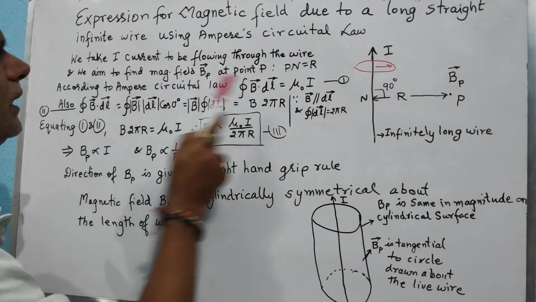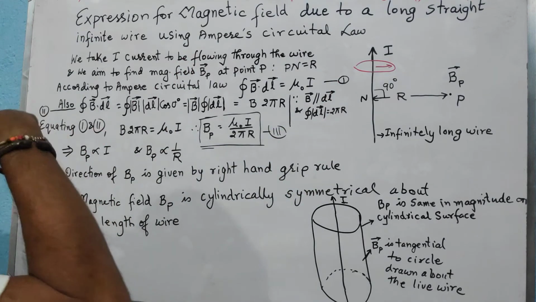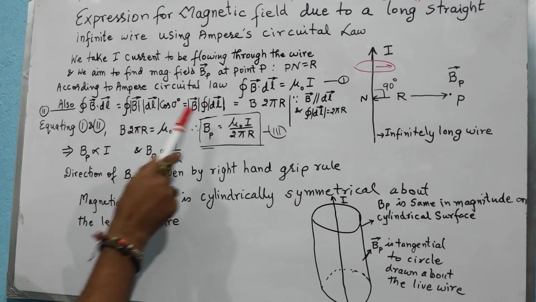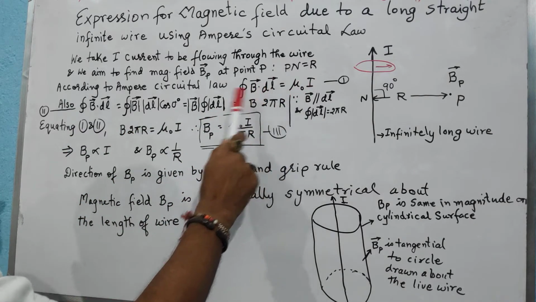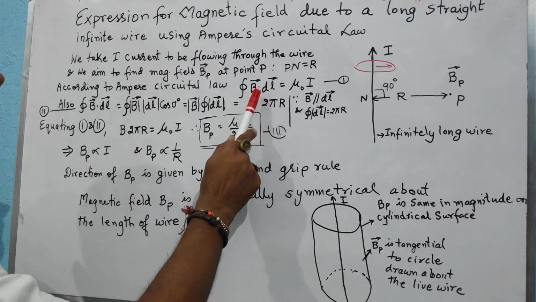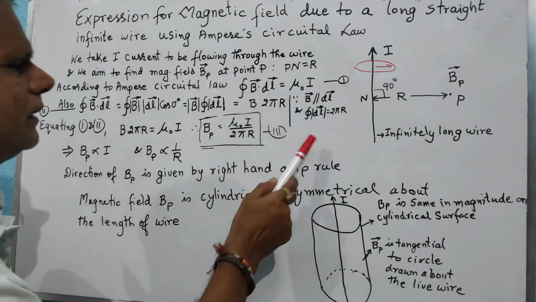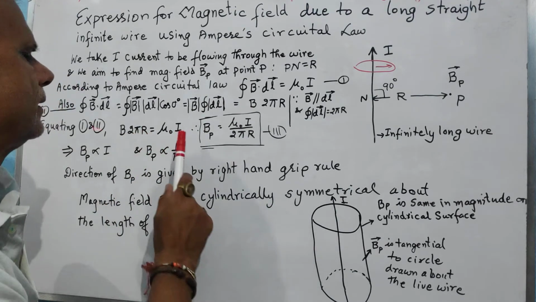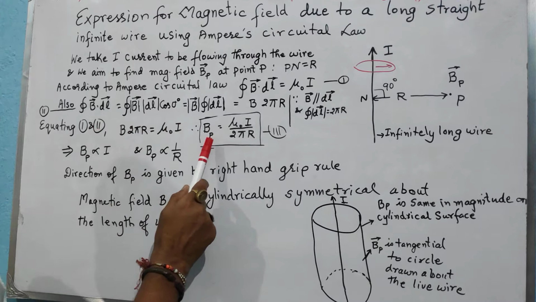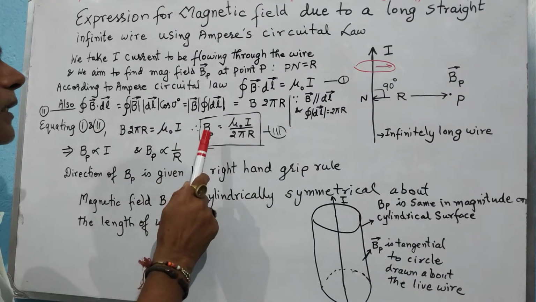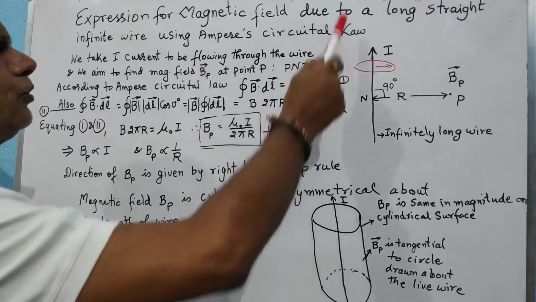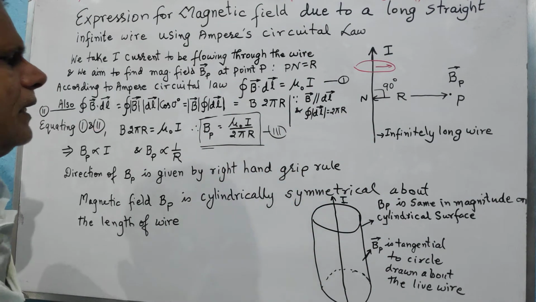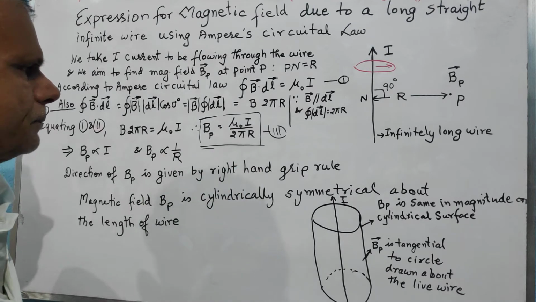So from equating equation number 1 and equation number 2, we get B times 2 pi r is equal to the closed integral of B dot dl, and B dot dl is equal to mu 0 I. Therefore B into 2 pi r is equal to mu 0 I, and the magnetic field at point P due to the infinitely long wire will be equal to mu 0 I by 2 pi r. We call it equation number 3.